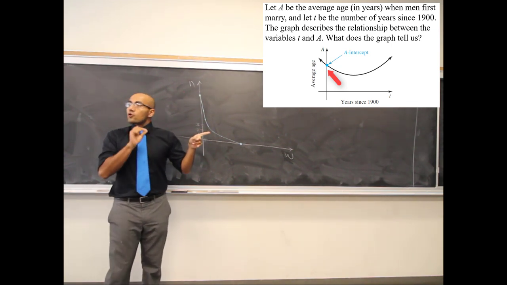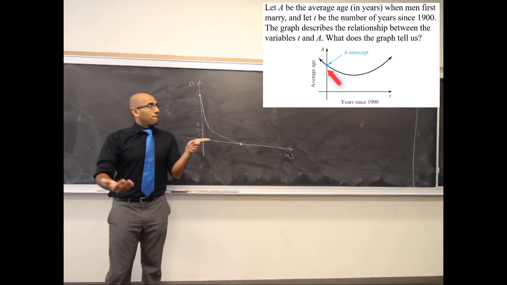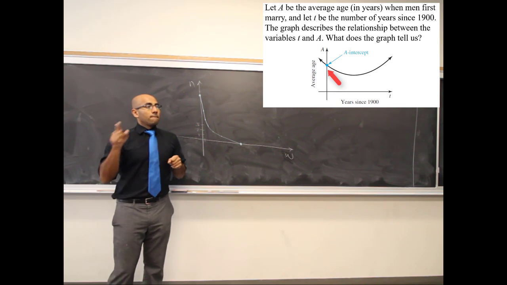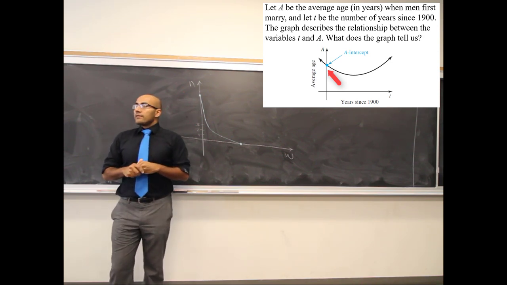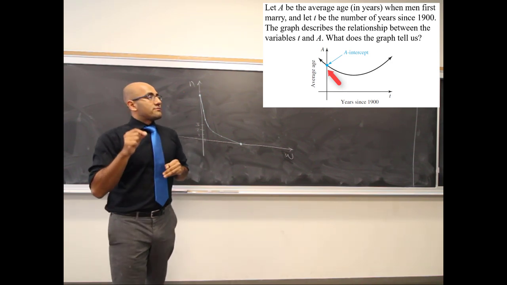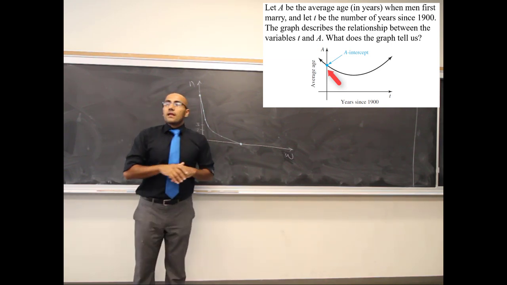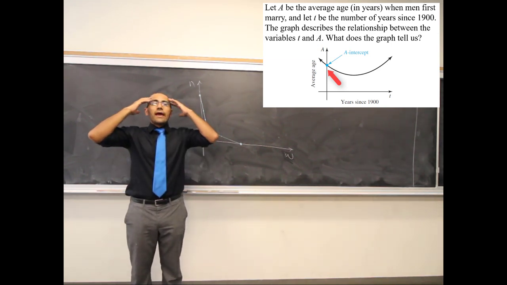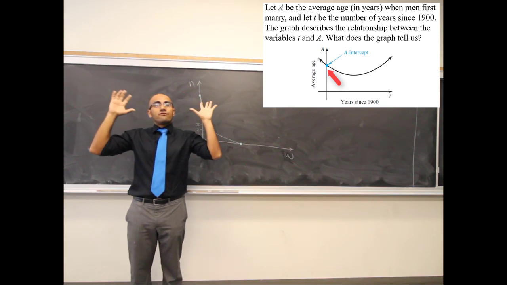We don't know the actual number, but what does it represent? The average in the year 1900. The average age at which men first got married in 1900. So how do you calculate that? Let's think about that for a second. How would you figure that out?